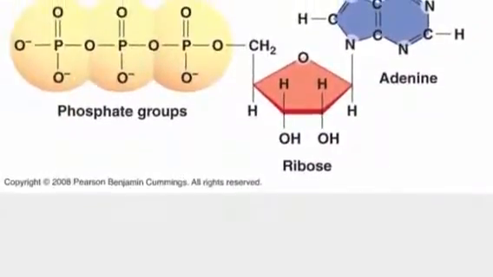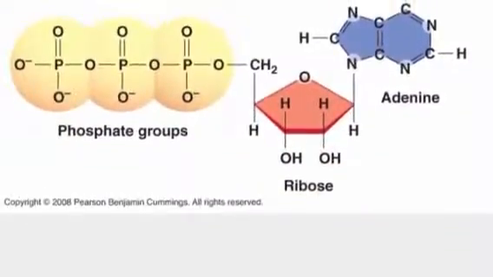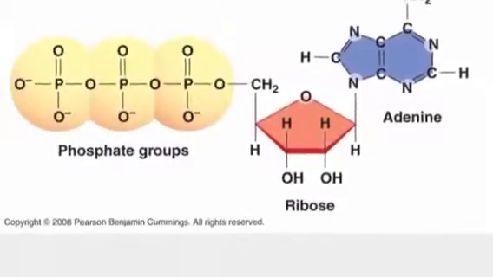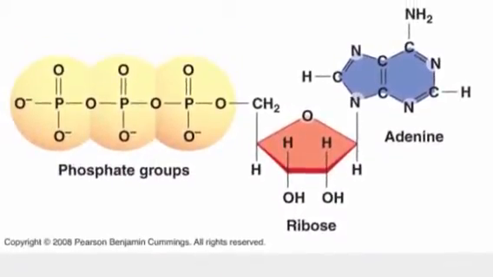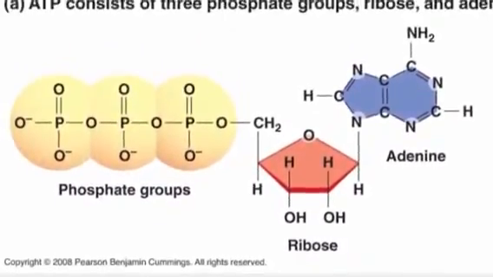ATP is the primary energy molecule used in living things. The overall function of ATP is to store and eventually release energy. This is done through the ADP and ATP cycle.